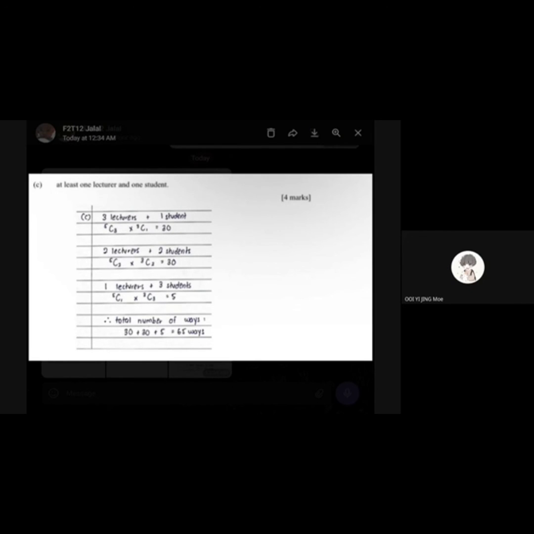Yeah, okay. For question C, the solution is 3 lecturers and one student in the first situation. So we have to use 5C3 times 3C1 is equal to 30. For the second situation, 2 lecturers and 2 students is 5C2 times 3C2 equal to 30. Then the last situation is 1 lecturer and 3 students, so we use 5C1 times 3C3 equal to 5. So the total number of ways is 30 plus 30 plus 5 equal to 65 ways.